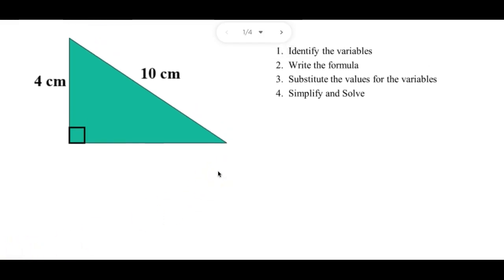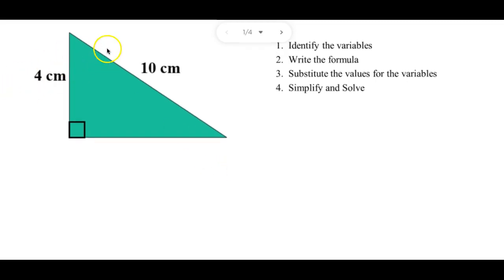Here you see I still have my steps: identify the variables, write the formula, substitute the values for the variables, and then simplify and solve. Now, my variables. Remember, we have our right angle, and the arrow points to C, which is our hypotenuse, as I told you guys in the last video. So if I put a C over here, now we have a number over here.